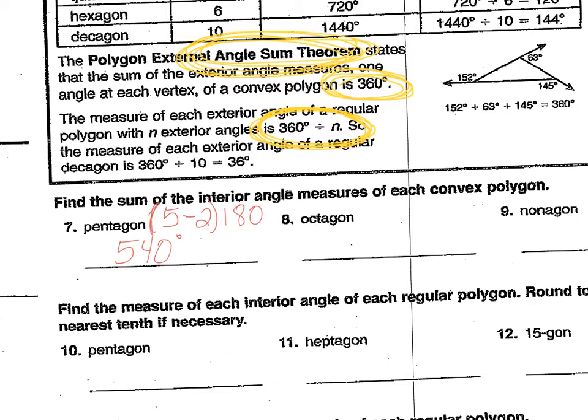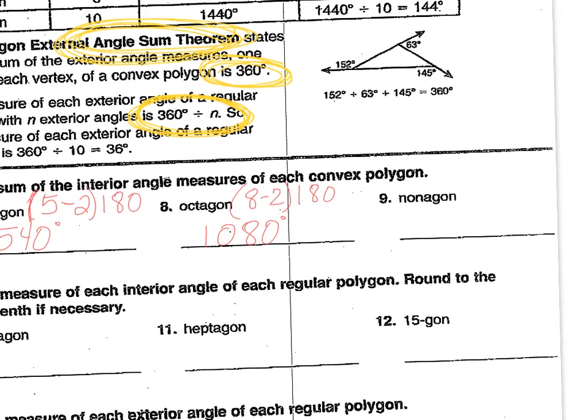Okay, how about for an octagon? How many sides is an octagon? 8. So it's 8 minus 2 times 180, so 6 times 180. 1080. That's the sum of all the angles in an octagon. In a nonagon, that is a 9. That is right. So it's 9 minus 2 times 180. How many degrees is there? 1260. Perfect. So that's the sum of all of them, right? And these are regular polygons.